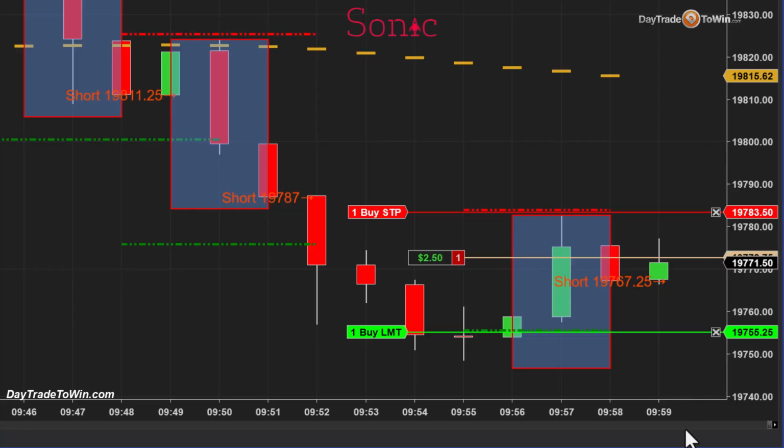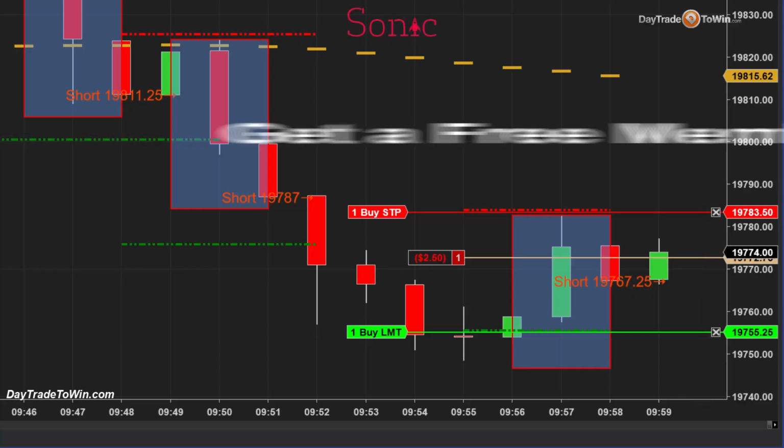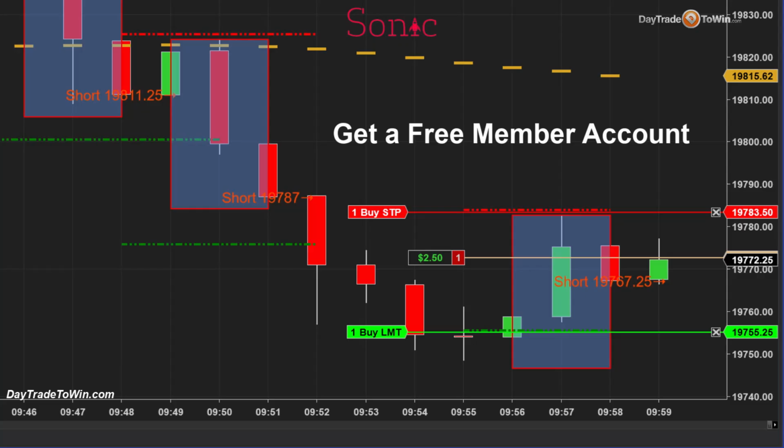The other thing we need to be very clear on is whether or not we have a news event at 10 o'clock, because a news event right in about a minute is going to disrupt our trade. So we have a news indicator that we provide for traders. You can download it for free. You can get it off the free member account by visiting daytradetowin.com.